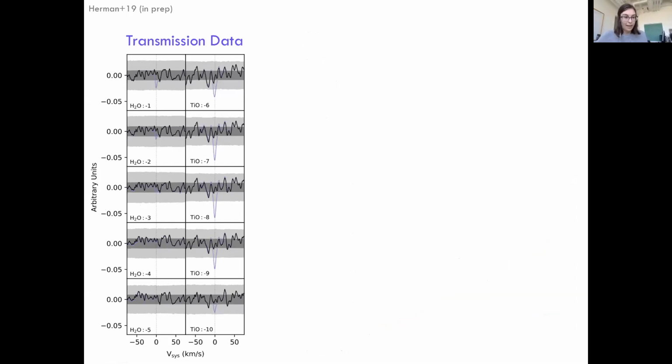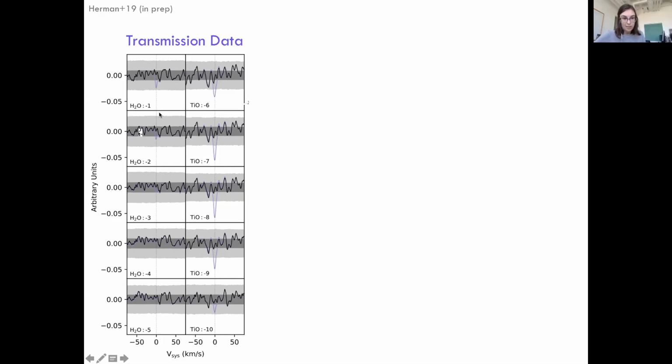But despite this, we can still provide an upper limit on the amount of TiO and water in the atmosphere based on the strength of our recovered injections. So these are those same phase-folded plots I showed earlier, where the colored line is the injected signal that we recover and black is the data. So this is for transmission, of course. And you'll notice that each frame has a different volume mixing ratio. So this would be like 10 to the minus 1, 10 to the minus 2.